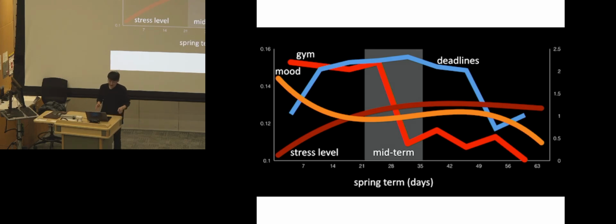This is basically the interpolated stress level. Can you see my cursor? So this is the stress level, and each line basically corresponds to an event that happens across the entire semester. And you will see that the gym activity dropped dramatically during the midterm and never really came back until the end of the semester.